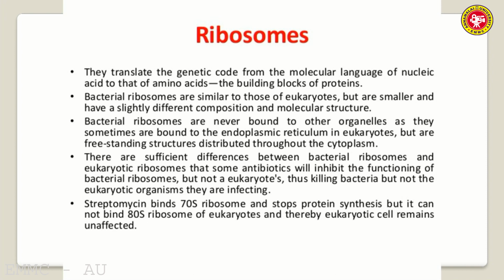Mostly we are using some antibiotics that stop the function of the ribosomes only in the prokaryote, not in the eukaryote cell. So it disturbs the bacterial ribosomes, that is protein synthesis, and does not disturb the eukaryotic host cell. For example, streptomycin is an antibiotic that binds to the 70S ribosome. 70S, as I told you, is present in the bacteria. The 80S ribosome is present in the eukaryotic host cell. So it disturbs the 70S ribosome of the bacterial cell and stops the protein synthesis.